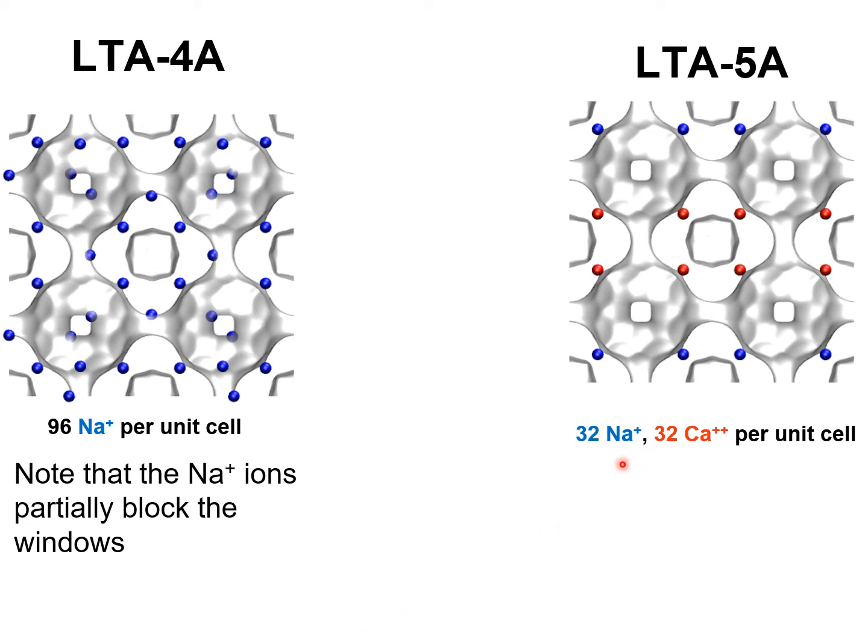In 5A zeolite, we have 32 sodium cations per unit cell and 32 calcium cations per unit cell. The locations of the sodium cations are shown by the blue spheres, and the locations of the calcium cations are shown by the red spheres. In this case, none of the cations is to be found in the window regions, and therefore there is no hindering of the intercage hopping of gas molecules.